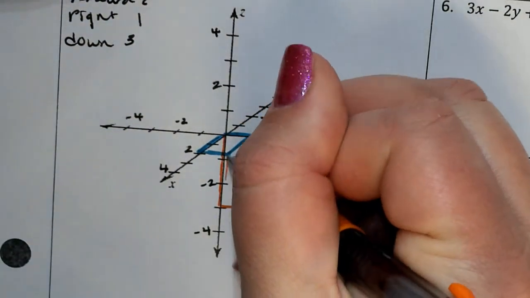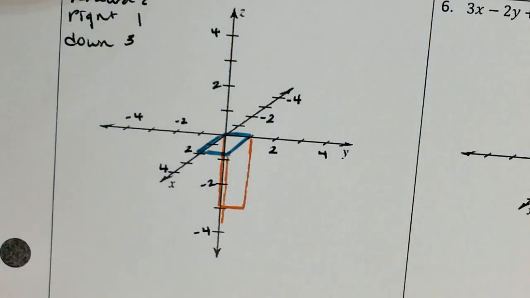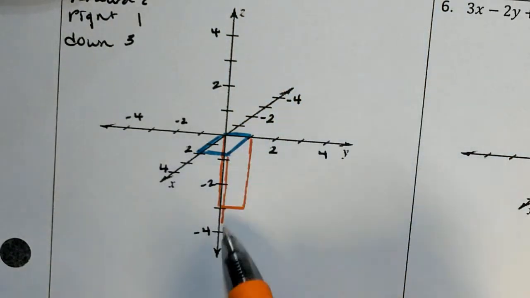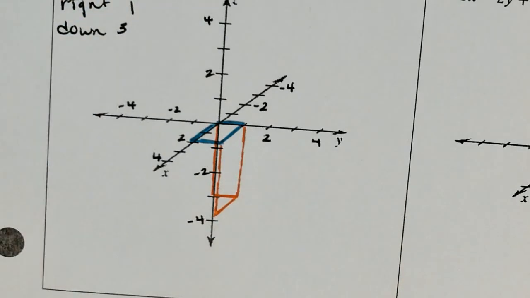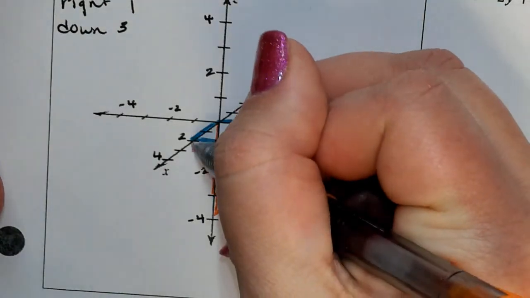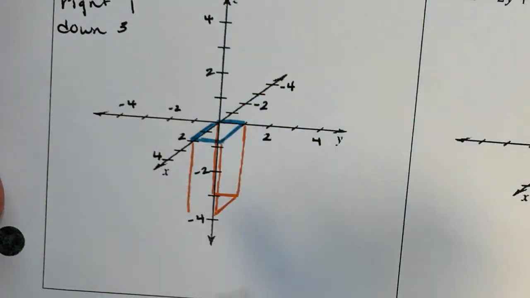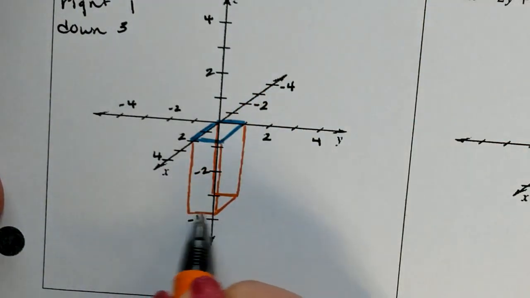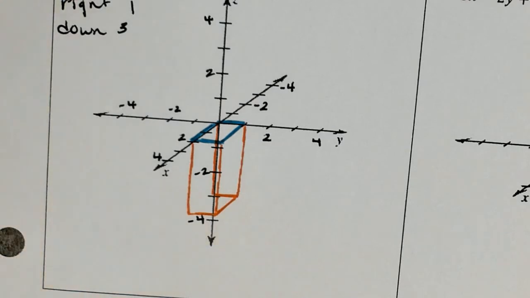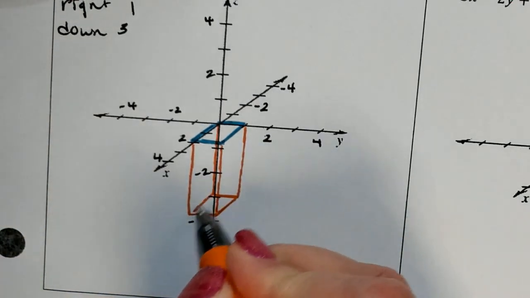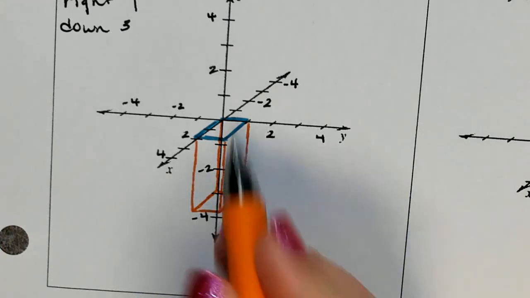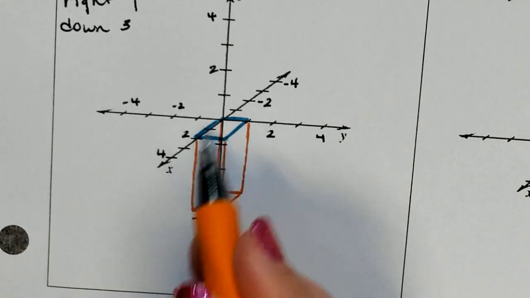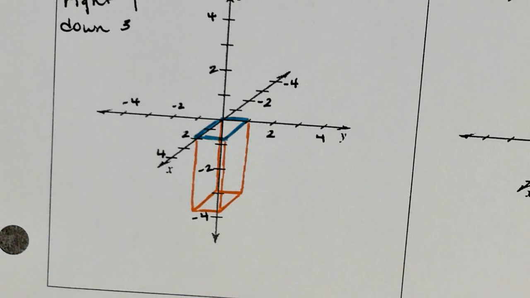I'm going to have to go down 3 here. I made the side of my box. I'm going to have to go down 3 from here. I made the front of my box. And I had to make the parallelogram parallel to this parallelogram up here for the bottom of the box.